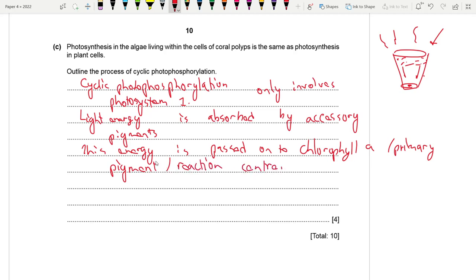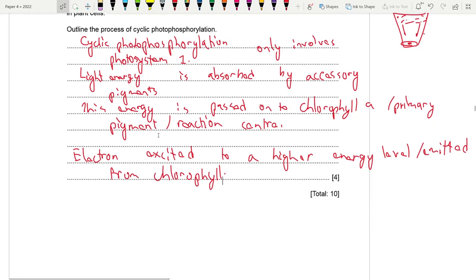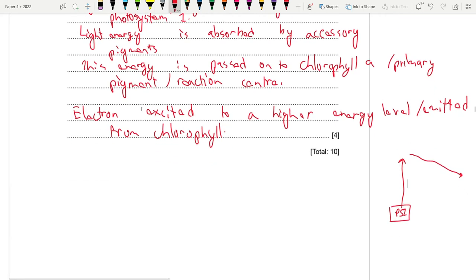Okay, so what is this energy used for? It is actually used to excite an electron. An electron is excited to a higher energy level, or you could just say that the excited electron is emitted from chlorophyll A. Now where does this go? So this was our photosystem 1. It gains some energy, it's excited. Now where does it go? It actually passes along a few electron carriers, the electron transport chain.